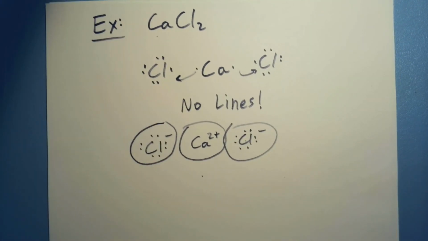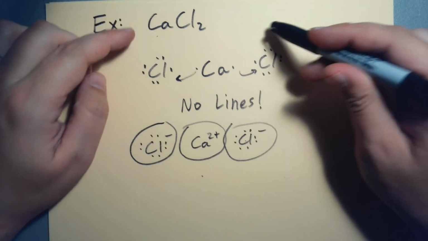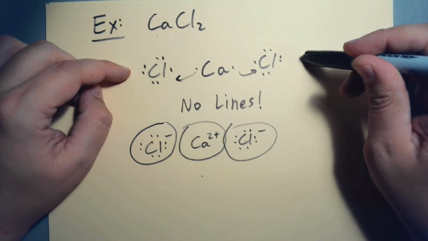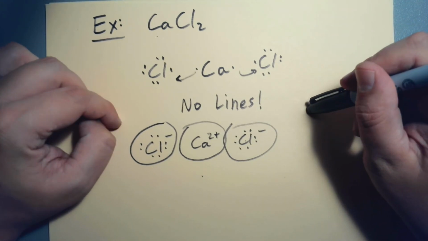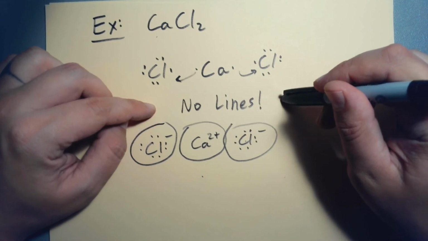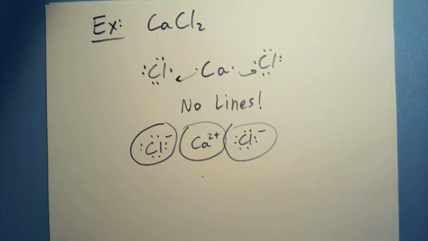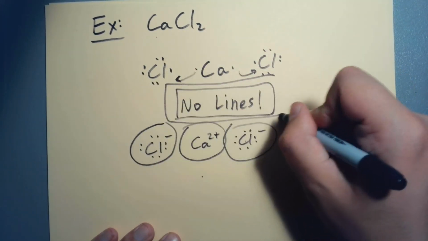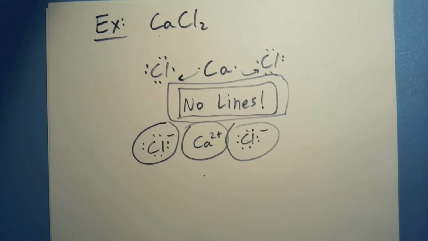Alright, so you should know how to draw Lewis structures for ionic compounds. So no lines, right? No lines. I don't know if I've been clear about that yet, right? Maybe, you know, I'm gonna double box it. No lines, right? But only when it's ionic.